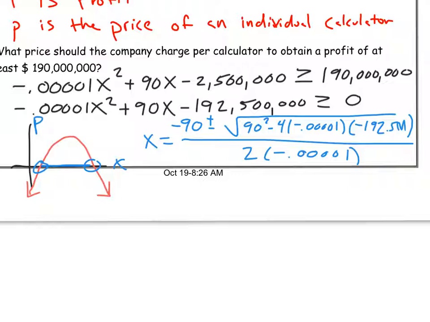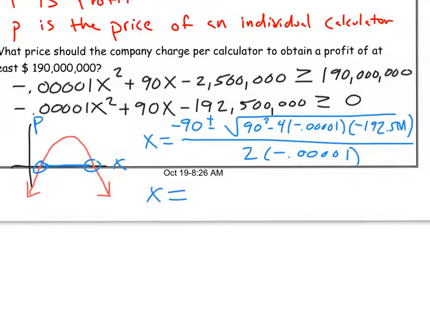As far as simplifying this, it's tailor-made for a calculator, right? That's working with these kinds of numbers. This is why we go to a calculator. These are just not super easy numbers to work with, but you'll see when you simplify it, they actually come out fairly nice. Okay, it really starts with that square root that just looks terrible. That's got the negative 0.00001 and the negative 192.5 million. That comes out to be 400.